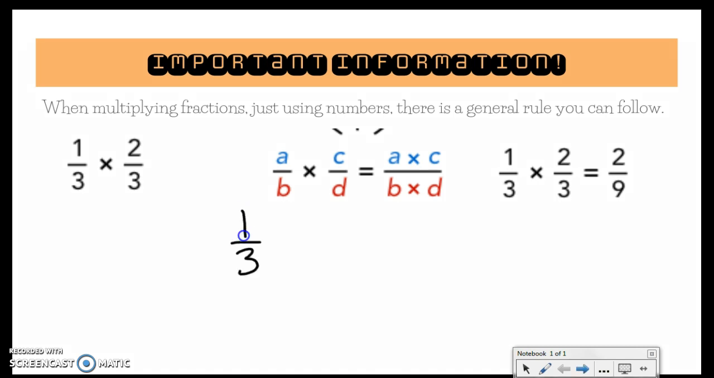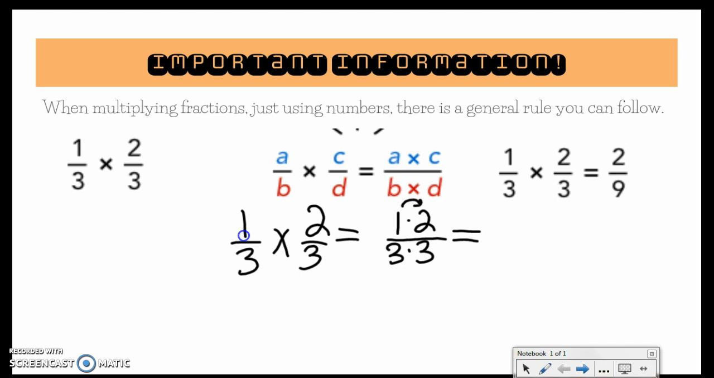So if you were to do 1/3 times 2/3, you can also rewrite it like this: 1 times 2 over 3 times 3. Okay? 1 times 2 will give us 2. 3 times 3 will give us 9. Okay? Let me erase it before I change the page this time.